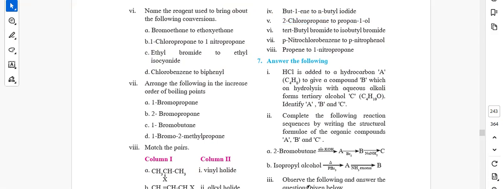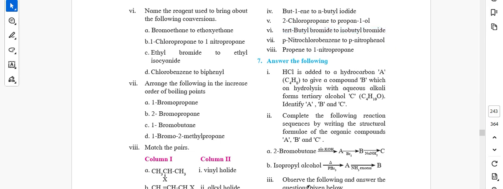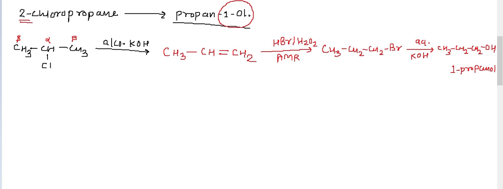Now next problem is tertiary butyl bromide to isobutyl bromide. Okay, tertiary butyl bromide, let's write it down. Tertiary butyl bromide to isobutyl bromide. Okay, so let's draw the structure first.